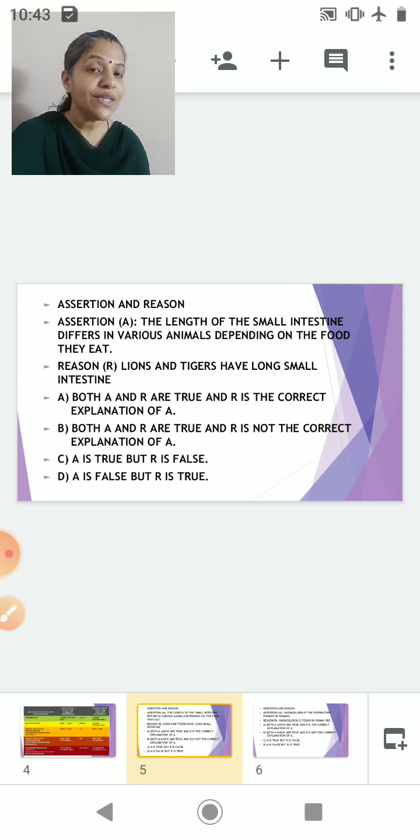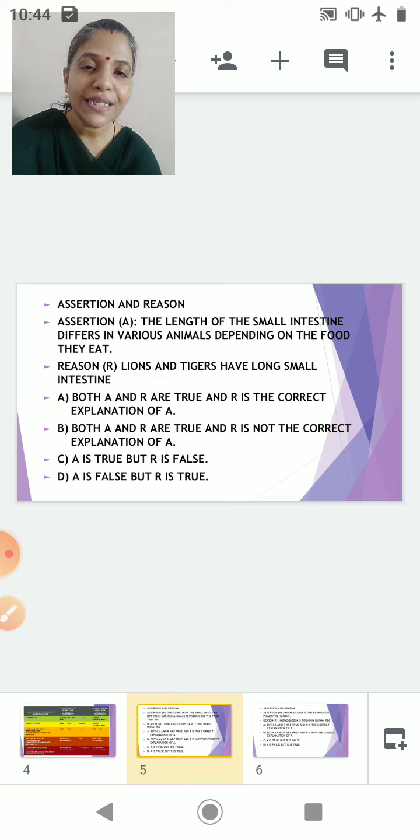You know that, students, the herbivores have a very long small intestine because they feed upon raw material and the raw material contains cellulose. So to digest the cellulose, it should have a long small intestine. So your assertion is 100% correct. Okay. Now let's go to the next part, that is the reason part.